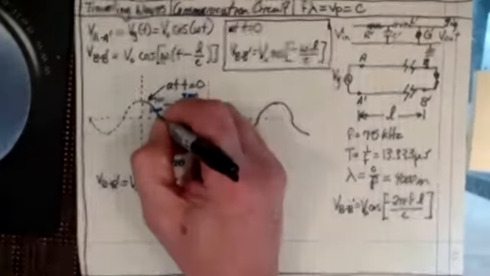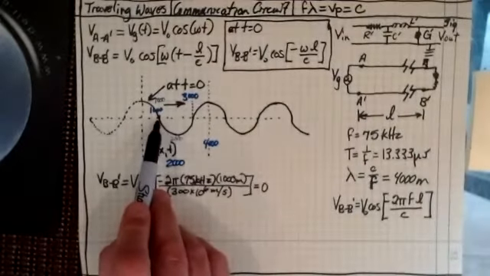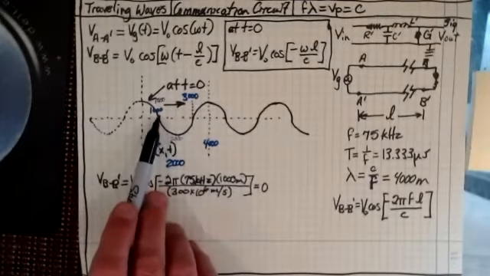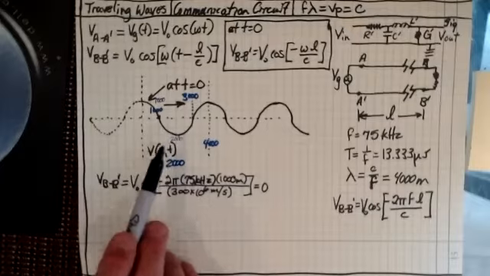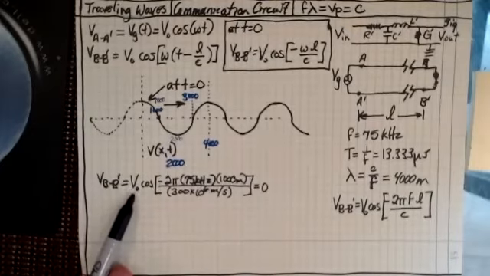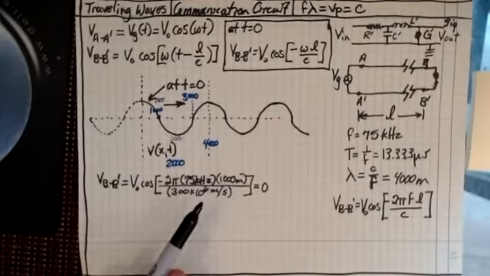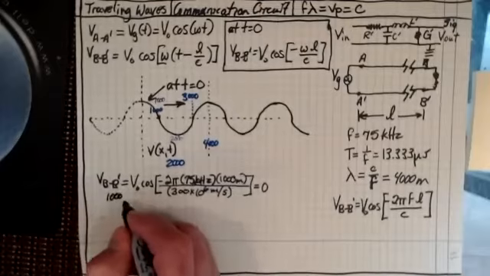Oh, and look what we've got right there. So it's 0, isn't it? I calculated 0, and I got 0. Now let's look at another one. Let's look at this one down here, because we would expect that one at 2,000 to be minus 1, wouldn't we? Minus V sub 0. We'd expect the cosine to be minus 1. So let's see if we get that.